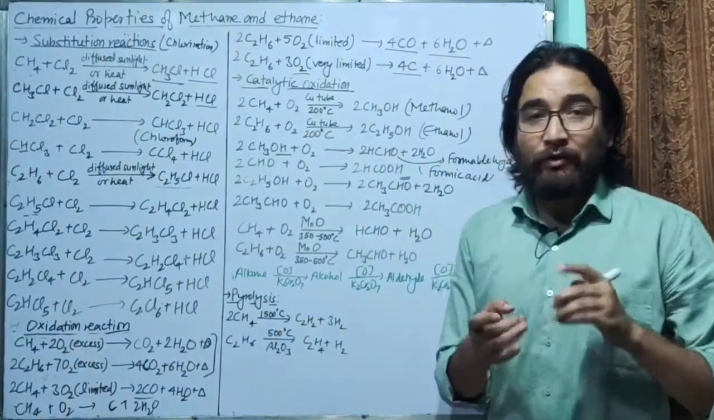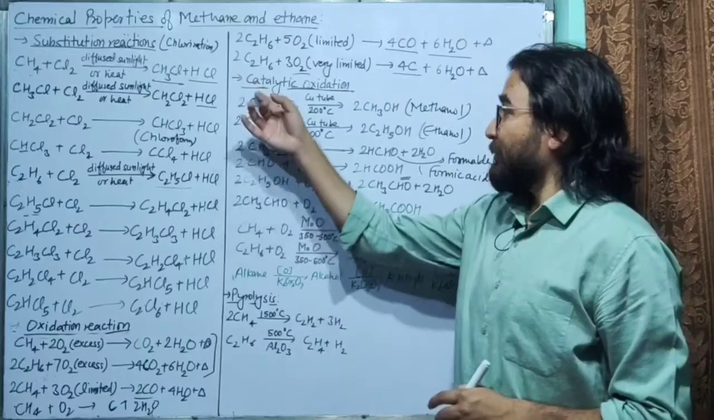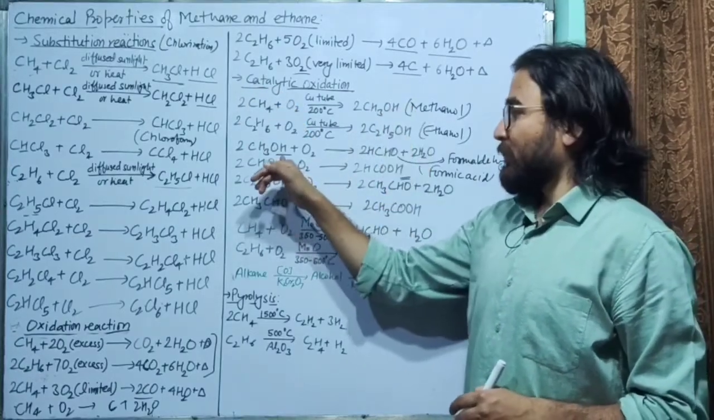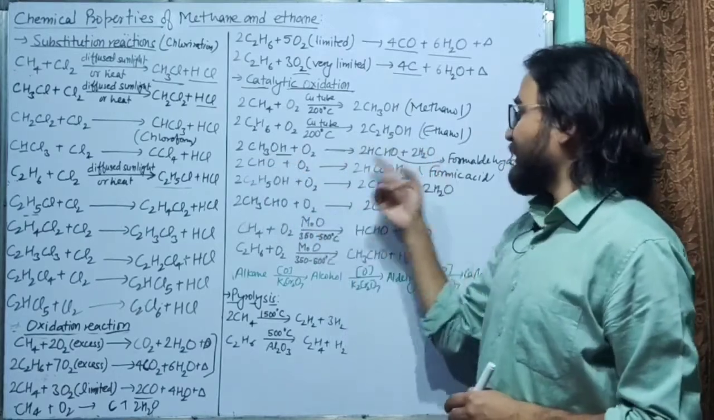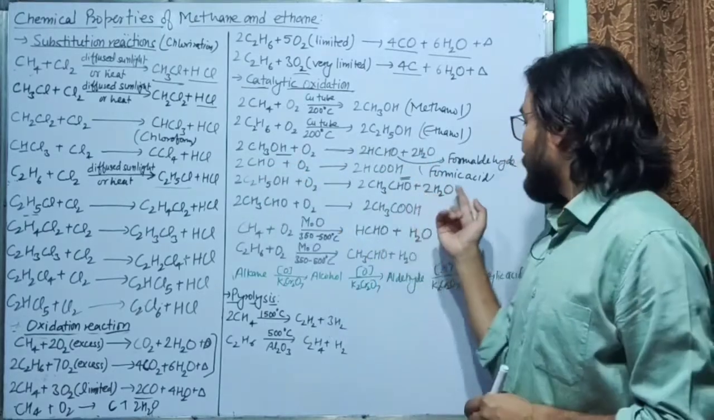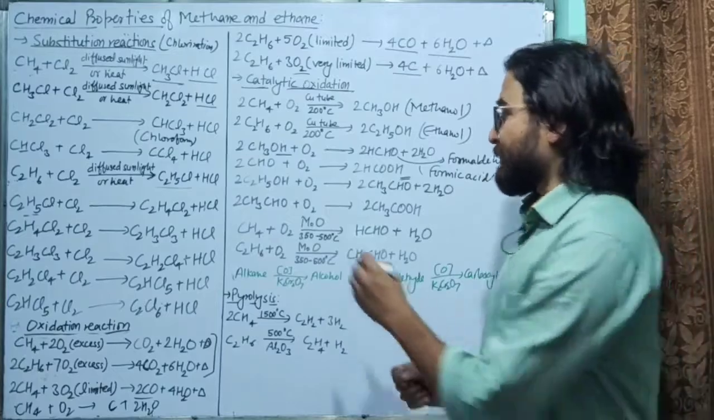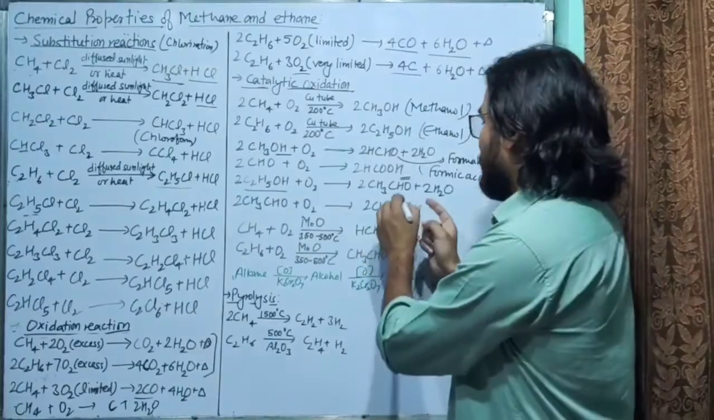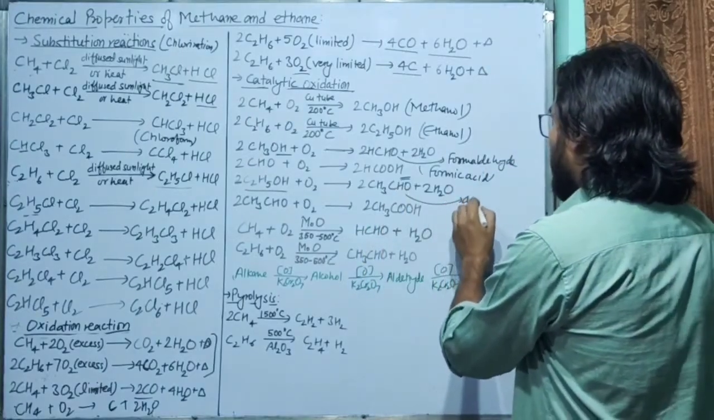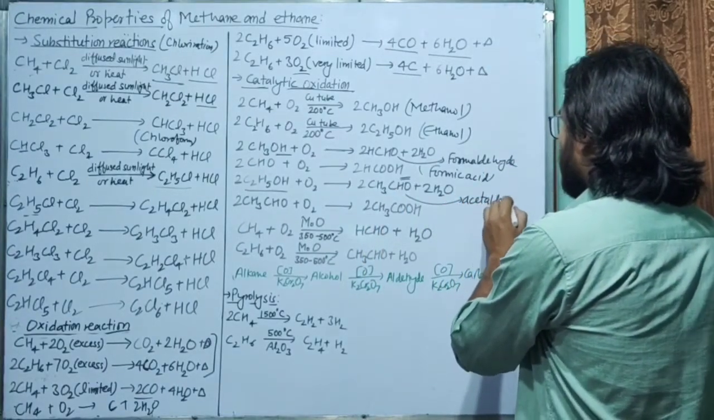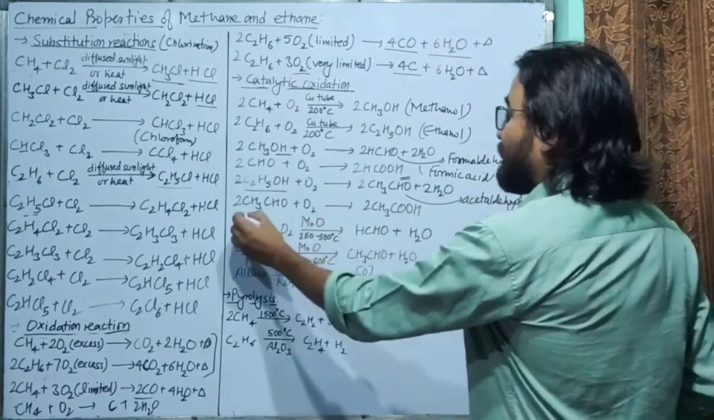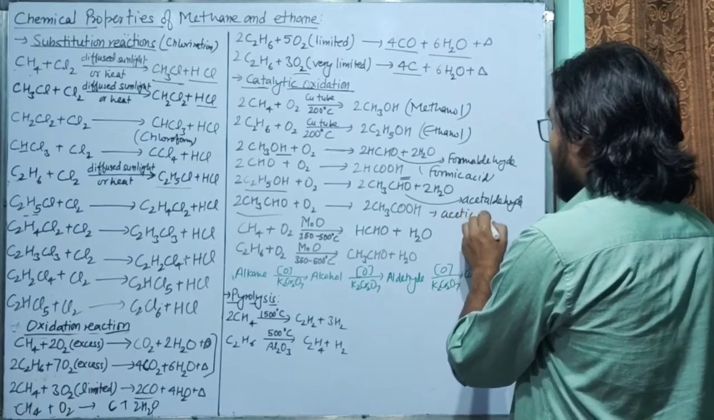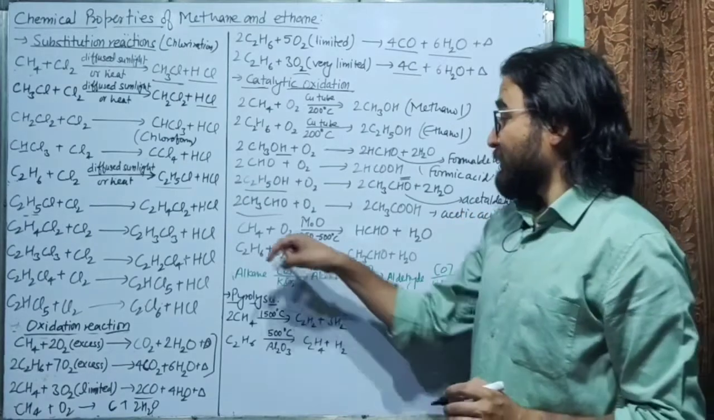So it means on oxidation of methane you get alcohol, that is methyl alcohol. Then oxidation of methyl alcohol will give formaldehyde, oxidation of formaldehyde will give you formic acid. Similarly, oxidation of ethyl alcohol or ethanol will give you acetaldehyde, and on further oxidation, acetaldehyde will give you acetic acid. So you can see the trend here.